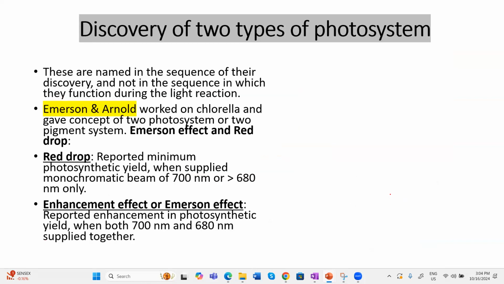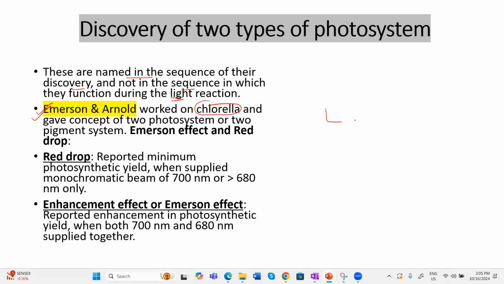Now see next. I told you that they are named according to the order of their discovery and not in the sequence of their function during the light reaction. In the light reaction, first PS2 is used and then PS1. But first PS1 was discovered and then PS2. Who did this? These are the two scientists, Emerson and Arnold, and they were working on the green algae chlorella.